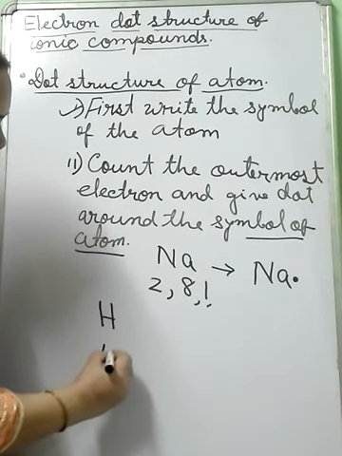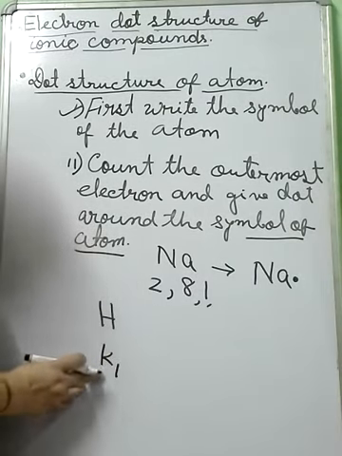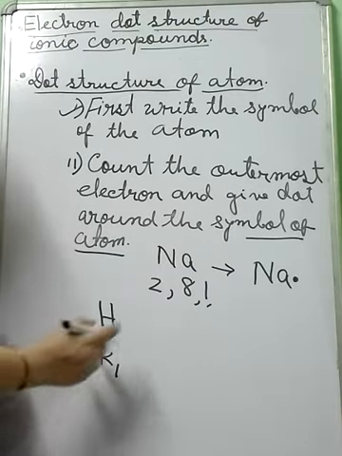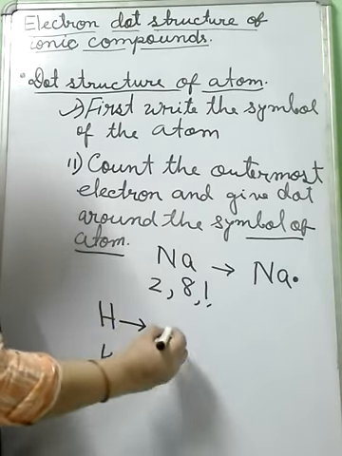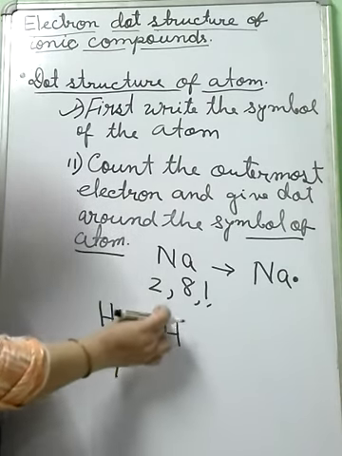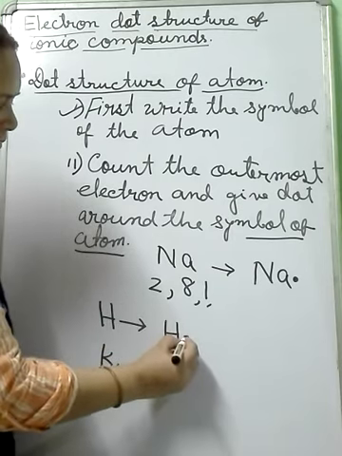Another example, hydrogen. Configuration of hydrogen is K1. This is the only one shell the hydrogen has and it is the outermost shell also. So to write the electron dot structure for hydrogen, we will write down the symbol of hydrogen and give one dot in any side. Suppose I am giving here.